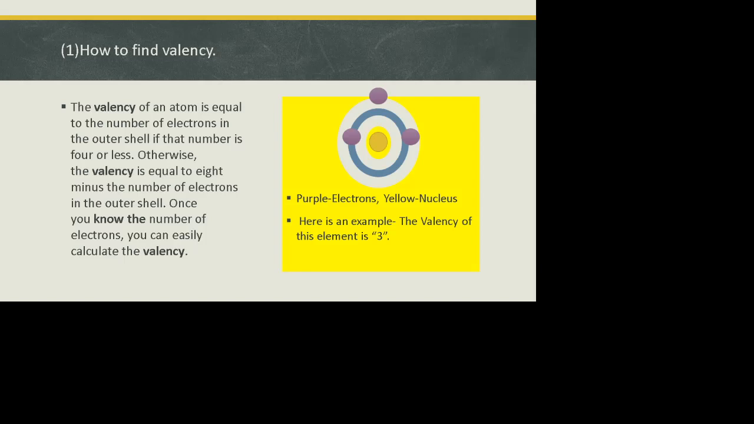The valency of an atom is equal to the number of electrons in the outer shell if that number is 4 or less. Otherwise the valency is equal to 8 minus the number of electrons in the outer shell. Once you know the number of electrons, you can easily calculate the valency of an element.